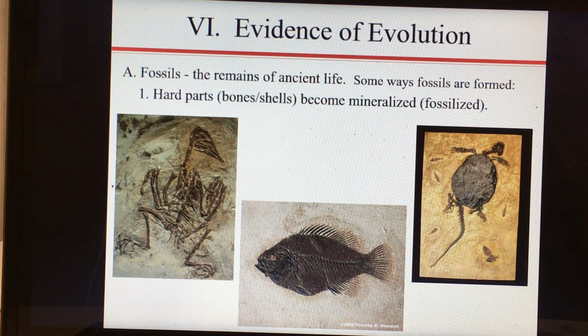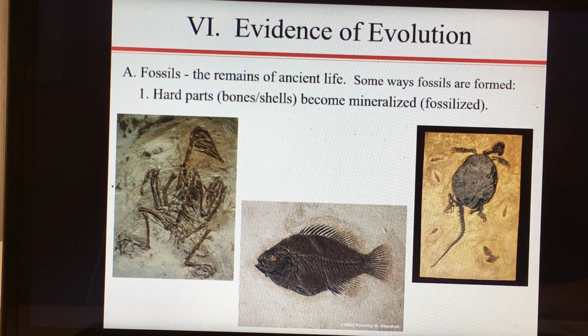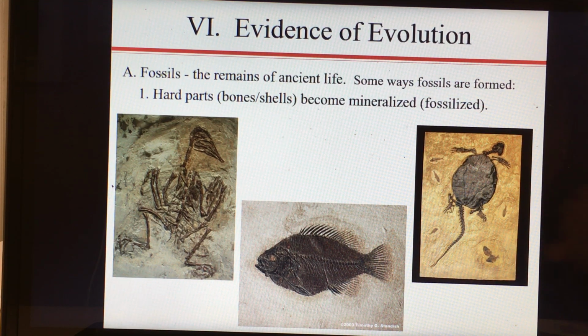This is evolution video number 4. It's all about evidence of evolution, evidence that evolution occurs, and also evidence that organisms might be related to one another. So the oldest method of figuring out who was related to whom was using fossil evidence.